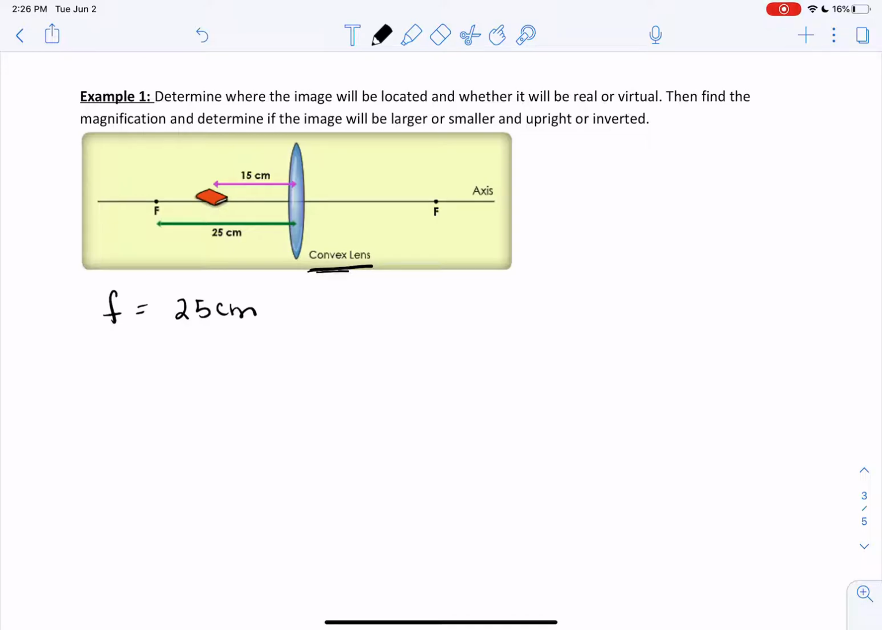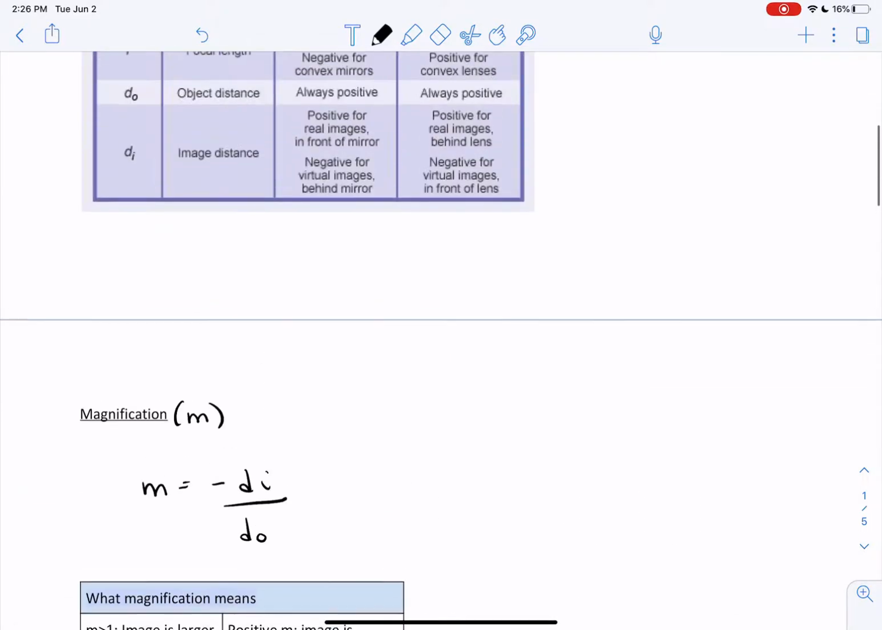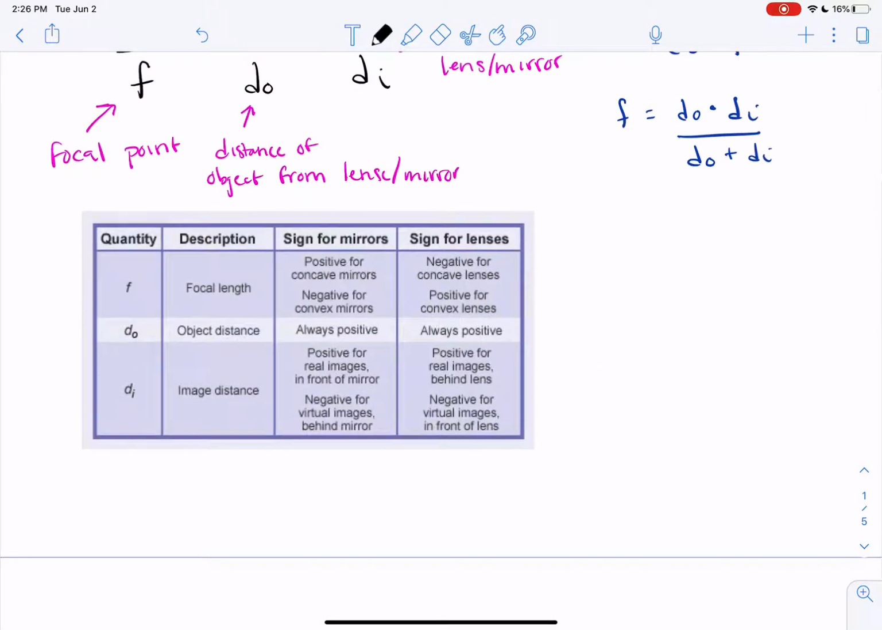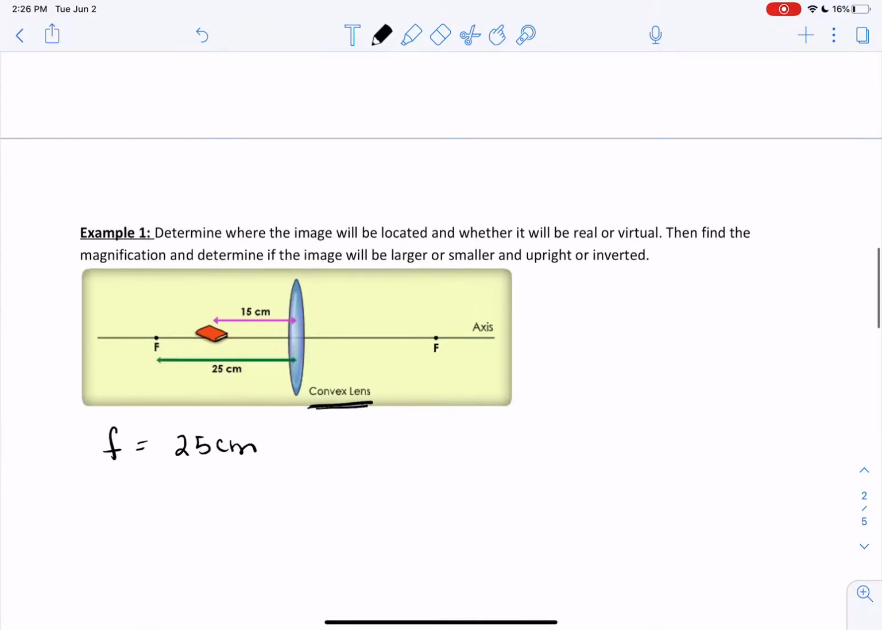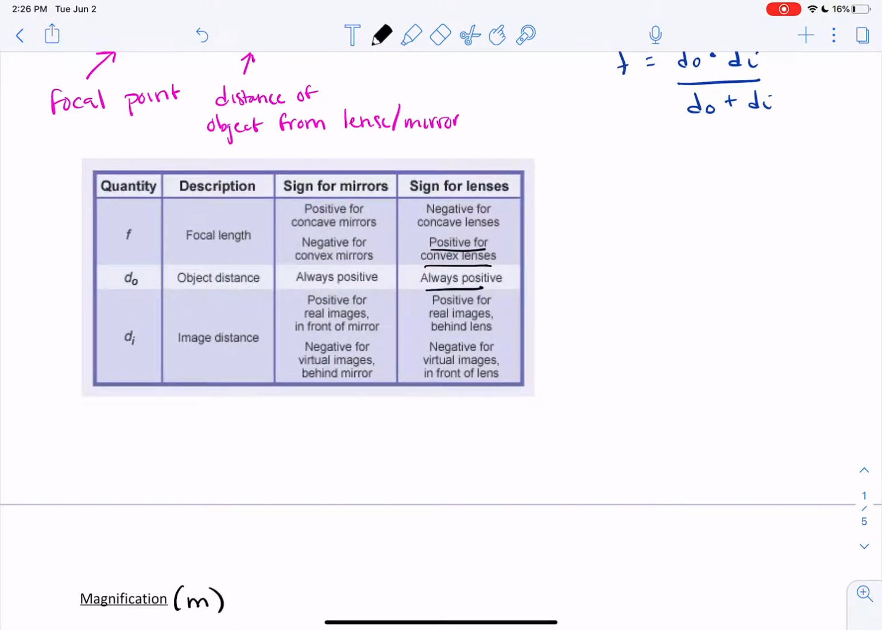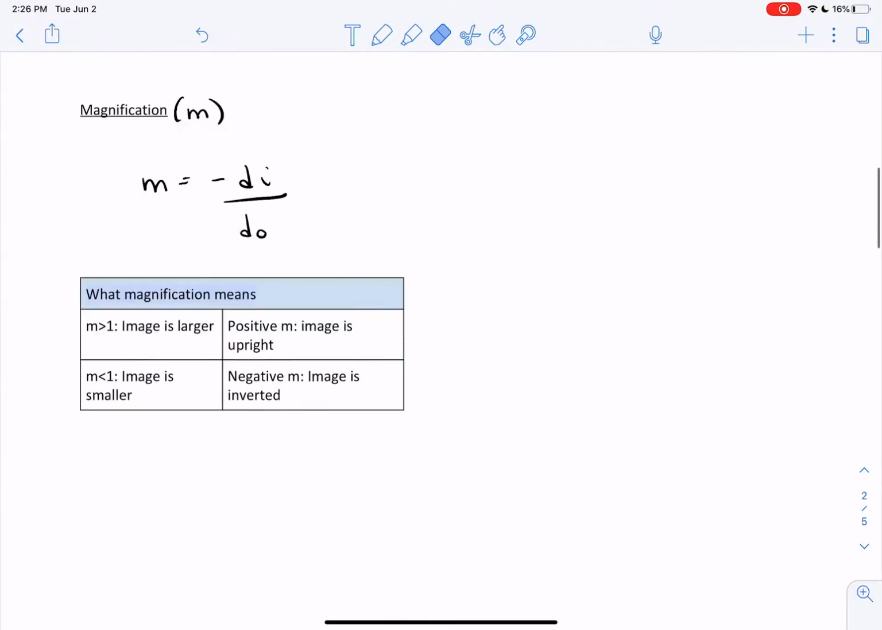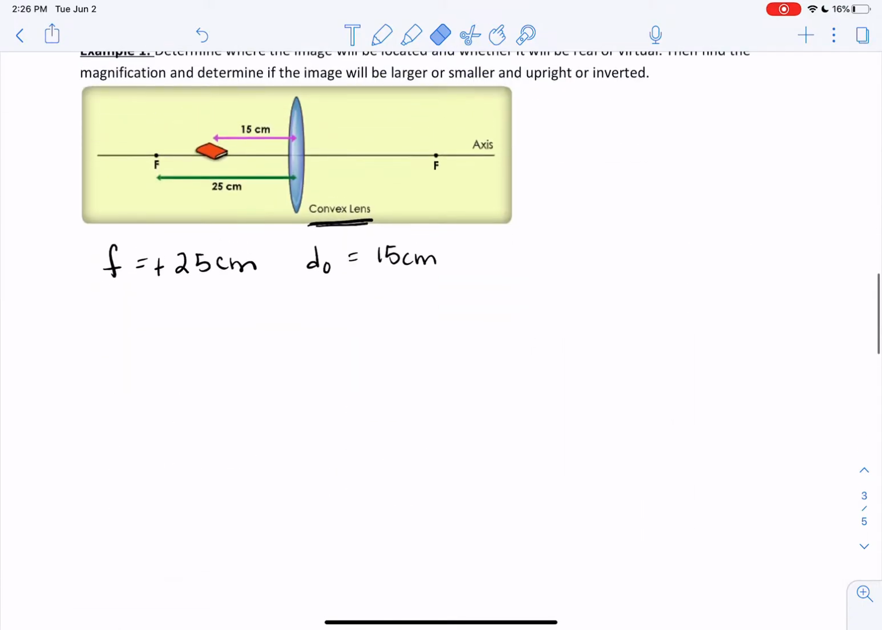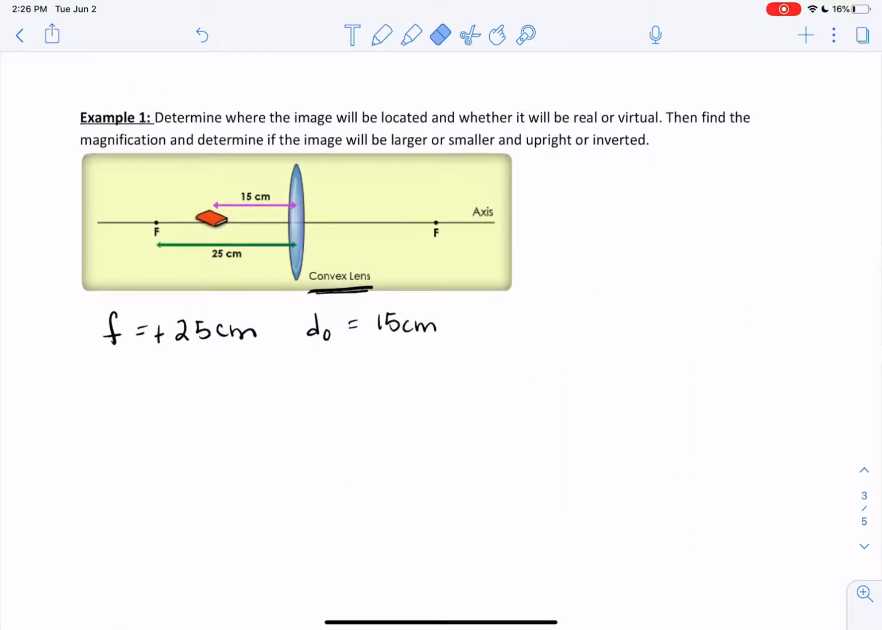So we have a convex lens. Let's go back to our table. For lenses, convex lens is positive F. So we're going to keep that as a positive 25. DO is 15 centimeters. And remember, DO, if we go back to our table, is always positive. Okay? Great. So now we can start using our equation.